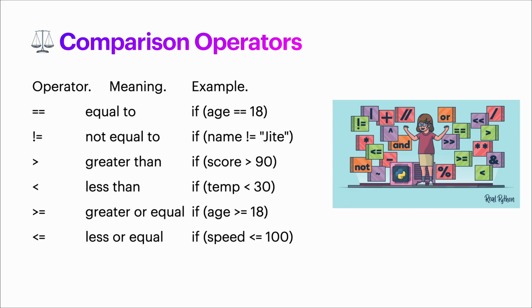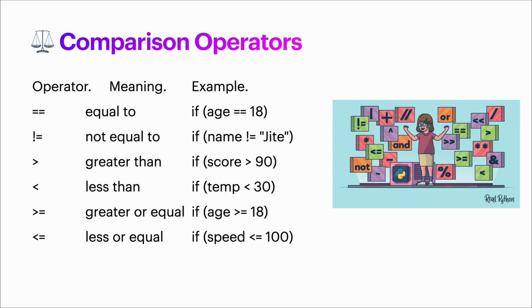Next is the greater than operator. Now, the greater than operator checks if score is greater than 90. You know the greater than sign, and same with the lesser than, it helps us to check if a condition is lesser than another condition. Then we have the greater than or equal to. It's used to check if a condition is greater than or equal to another condition.